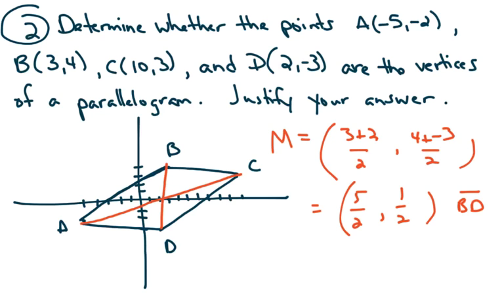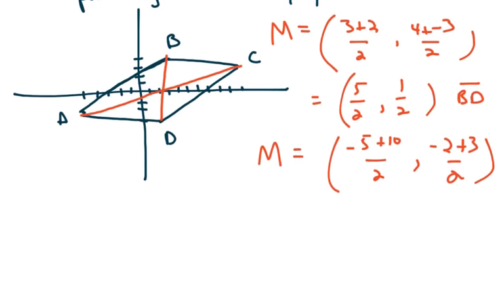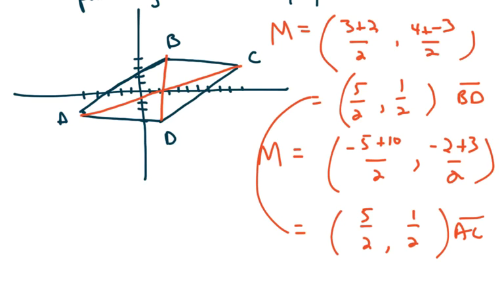Now I'm going to go find the midpoint of AC. So it's negative 5 plus 10 over 2 and negative 2 plus 3 over 2. I'm going to get 5 over 2 and 1 over 2. And look, the midpoints are at the same location. That means they bisect each other, and that means that this is a parallelogram.